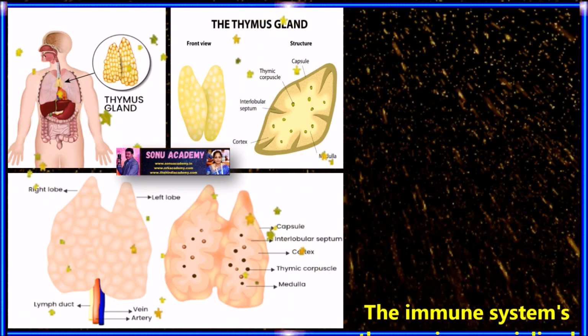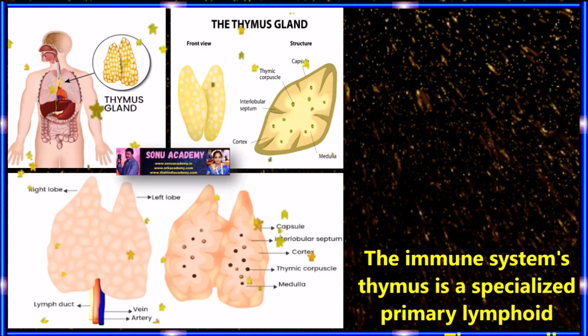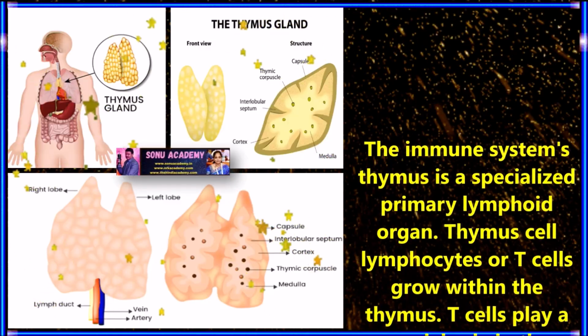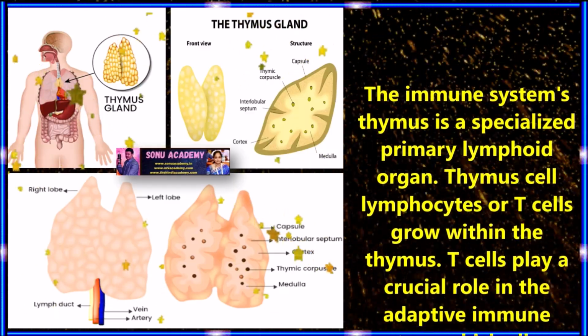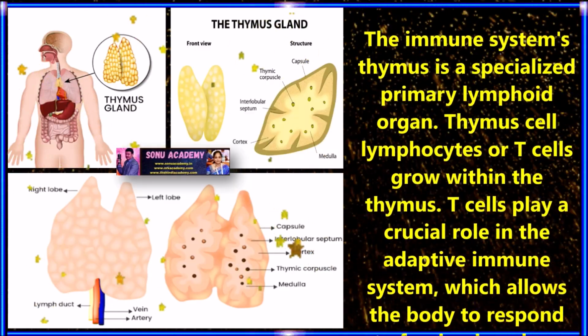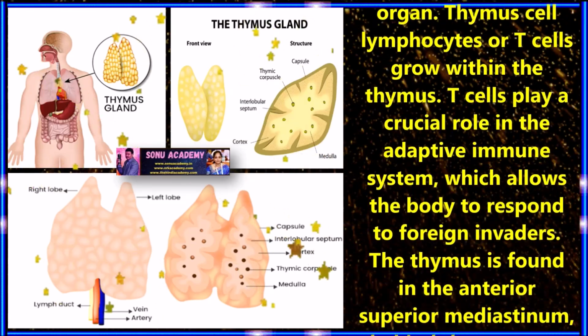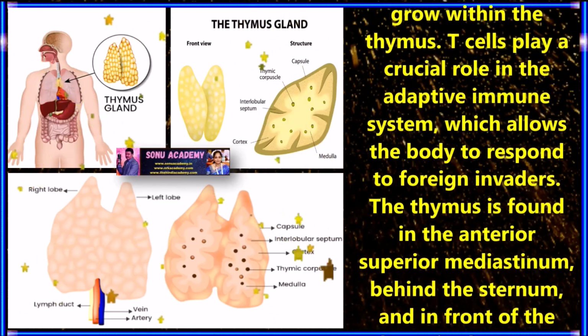Children, let us discuss the thymus gland. The thymus is a specialized primary lymphoid organ of the immune system where T cells, or T lymphocytes, grow. T cells play a crucial role in the adaptive immune system, which allows the body to respond to foreign invaders.